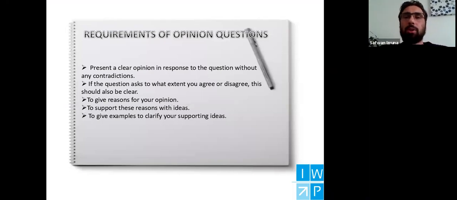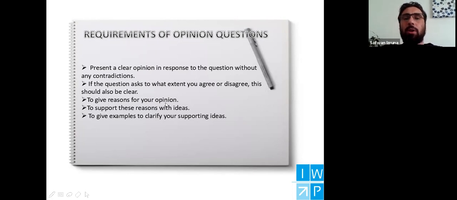So for an opinion question, what do we need to do? When we are asked to what extent do you agree or disagree, is this positive or negative, do you agree or disagree, what do we have to do? We have to present a clear opinion. So if we think it's positive, we think it's negative, we agree with the statement, we disagree with it, this needs to be very clear. We should also be able to understand to what extent you agree or disagree from the language that you are using in the essay.